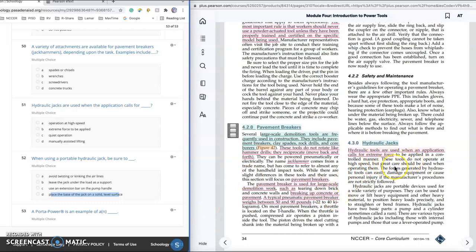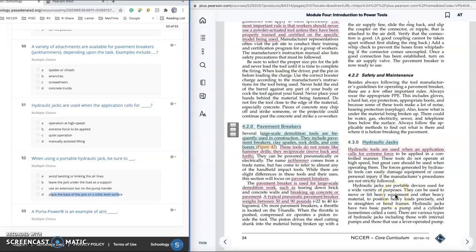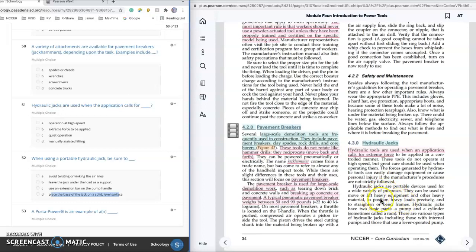They do not operate at high speed, but great care should be used. The forces generated can easily damage equipment and material. Hydraulic jacks are portable devices used for a wide variety of tasks. They can be used to move heavy equipment. Turn the page.